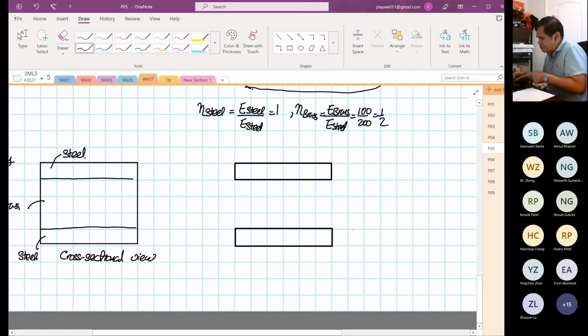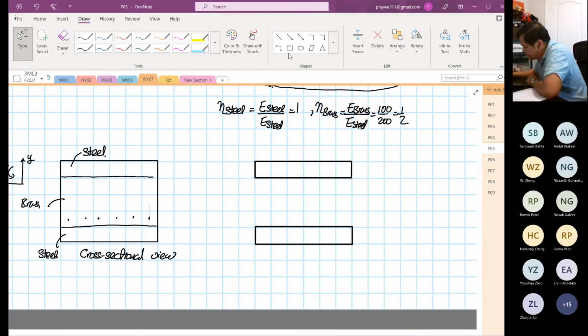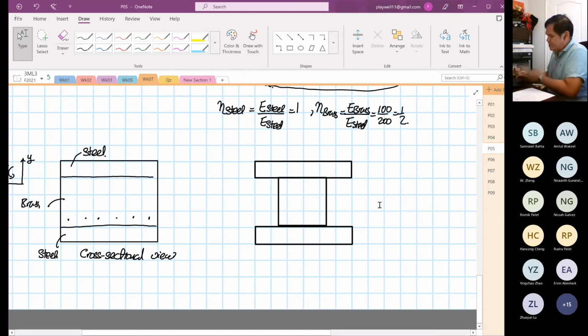Now, to change brass to steel, you have to halve its size. Down here there are 1, 2, 3, 4, 5, 6. Now we change it to 3, and then you push it to the center. So now the structure looks like this.